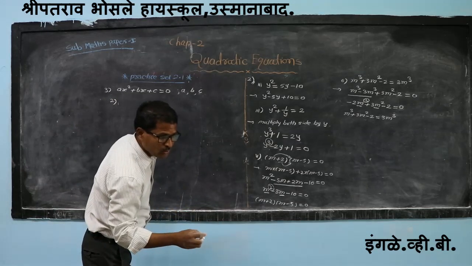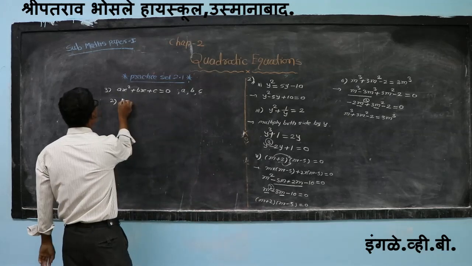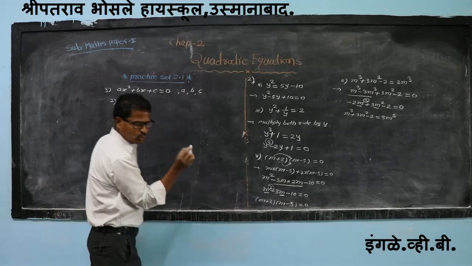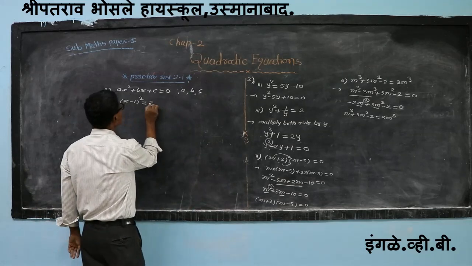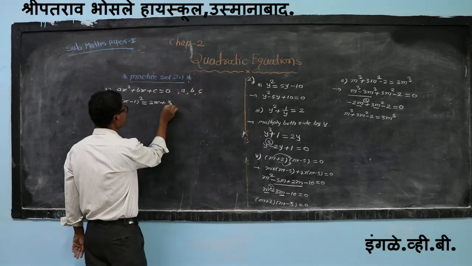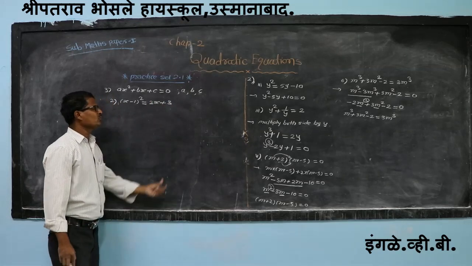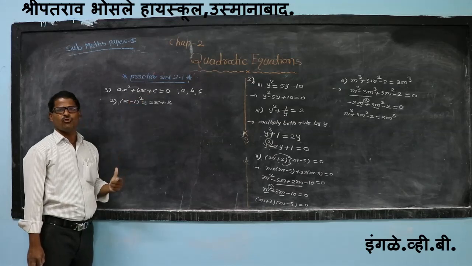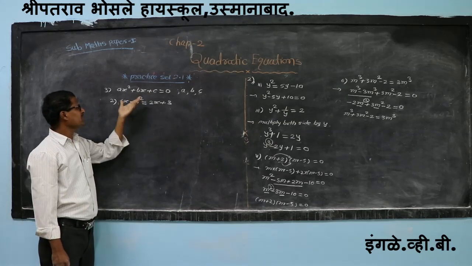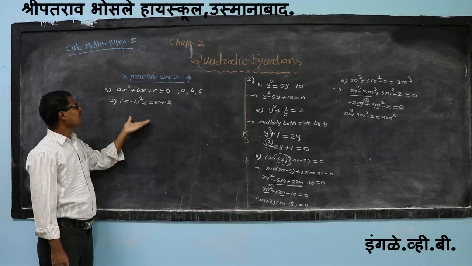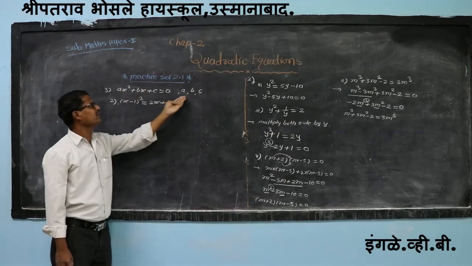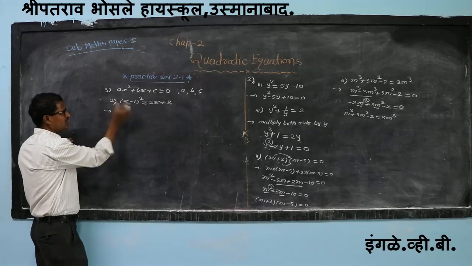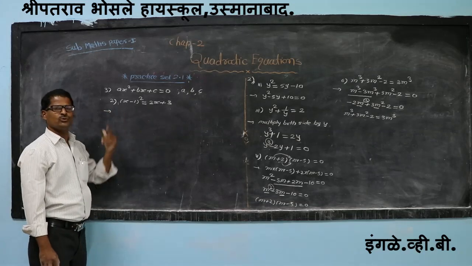Example number 2. Bracket x minus 1 square is equal to 2x plus 3. Now first we have to convert the given equation into standard form, and then we compare the converted equation to the general form, then we get the values of a, b, c. So first we have to convert the given equation into standard form.